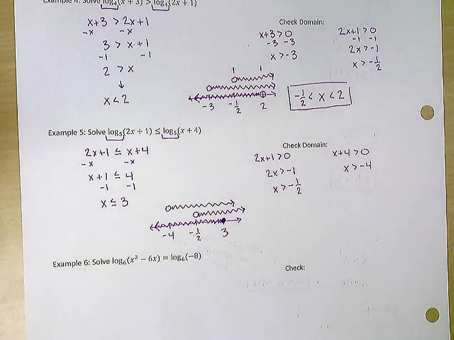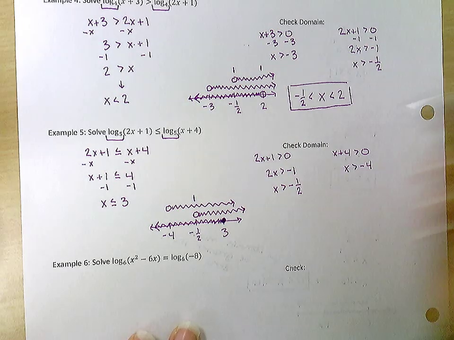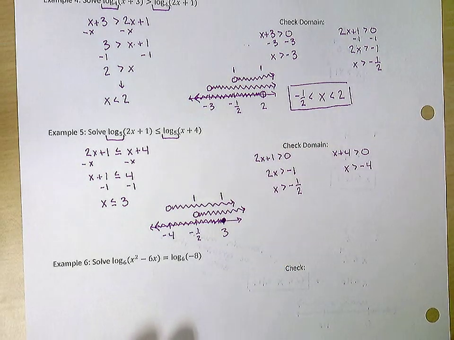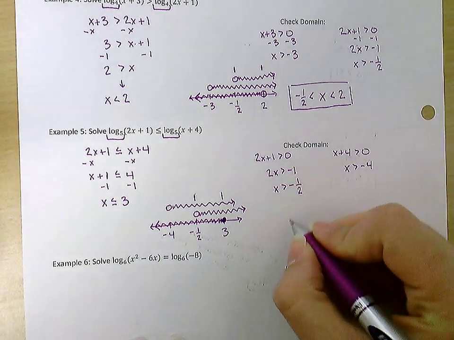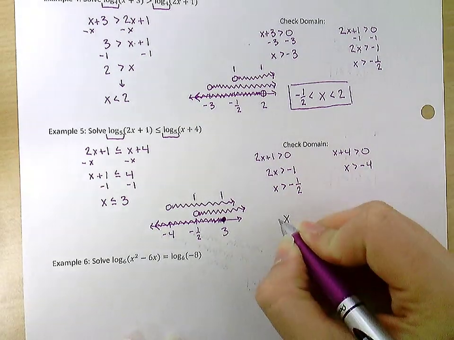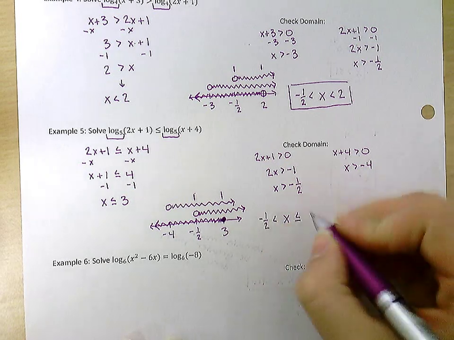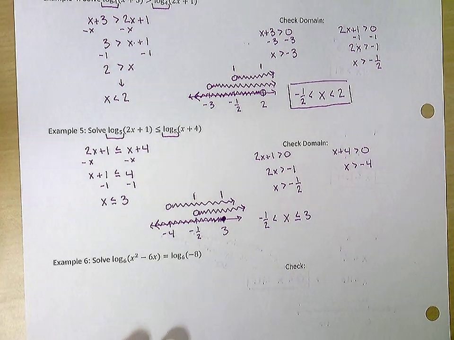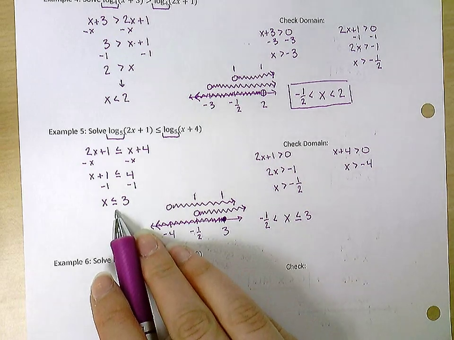We want to look where all three overlap. That would be at -1/2 and then ending at 3. So between these two values here, that'll be my final answer. So x has to be greater than -1/2 and less than or equal to 3. And yes, it's less than or equal to because that's what I ended with here.